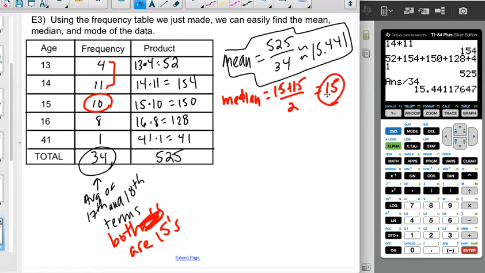So even though technically it's not a number from the set, it's the average of two numbers, both of those middle numbers fall in the window of the 15. So once I know that, it's easy enough to figure out that that's a 15. And then the mode is also easy to spot, because we saw that 14 occurs the most. 14 is the most frequent. It occurs 11 times. So that's kind of the gist.